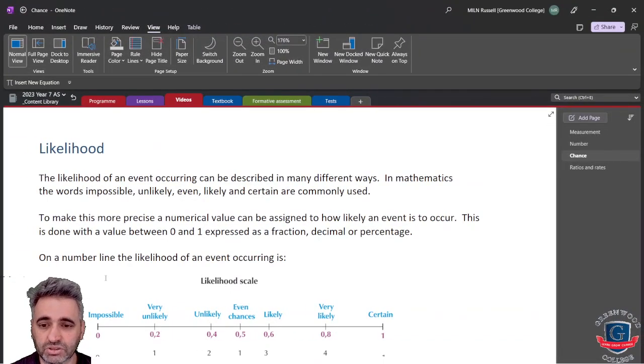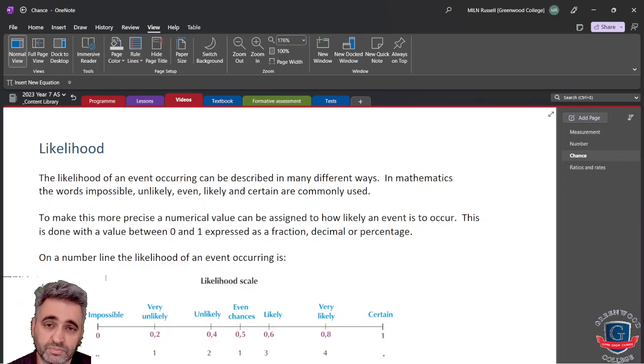Hi everybody. Today we're going to have a look at chance and probability and how we've completed some exercises during the term. So we're going to start with likelihood. The likelihood of an event occurring can be described in a number of ways, and the typical natural language words that we use are impossible, unlikely, even, likely, and certain.